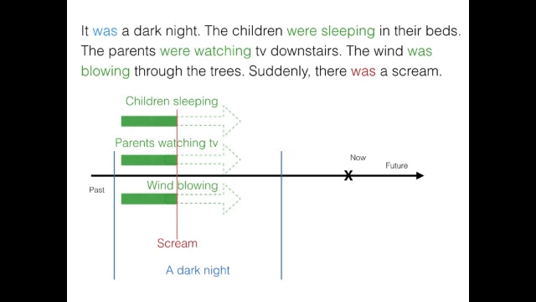This combination of tenses, past 1 and past 2, helps us understand the sequence of events and their relationship with each other and in time.